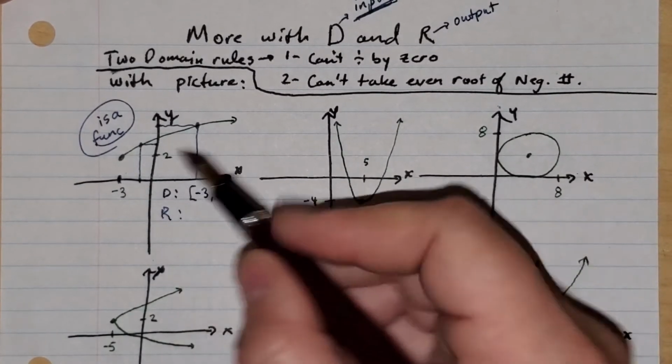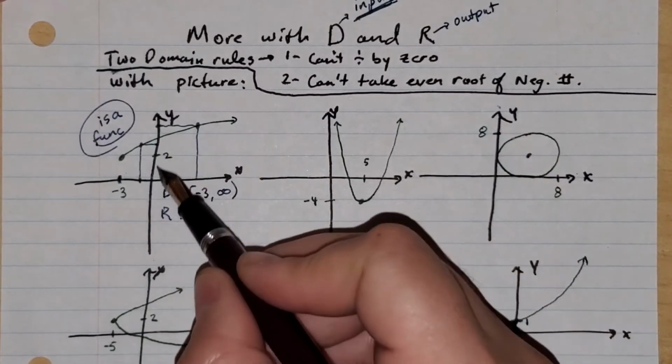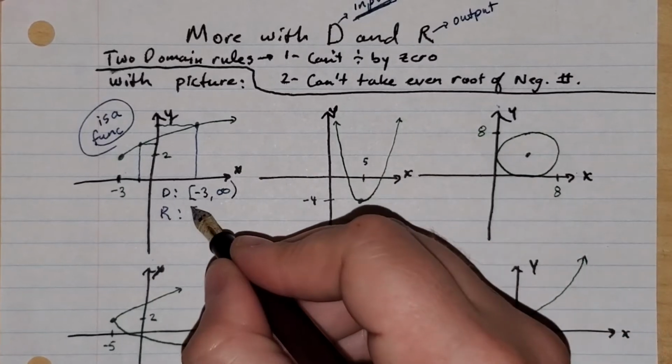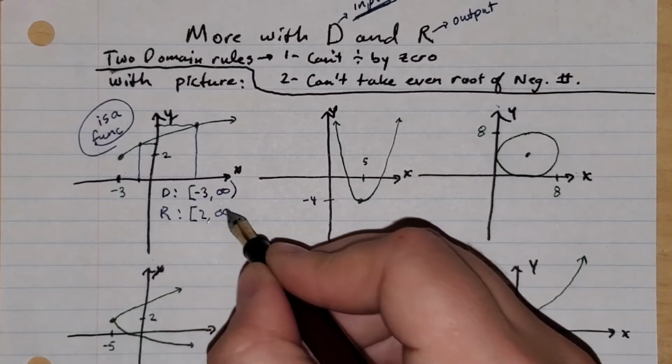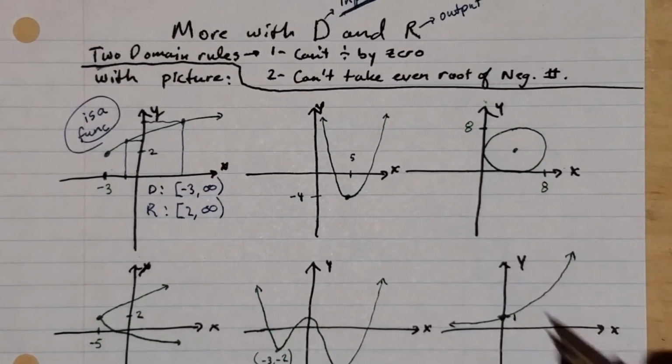And let's look at the range. Well, this thing goes off to the right, but it also goes up. So it starts at 2 and goes up. So it's going to be what? 2 to infinity. Okay?